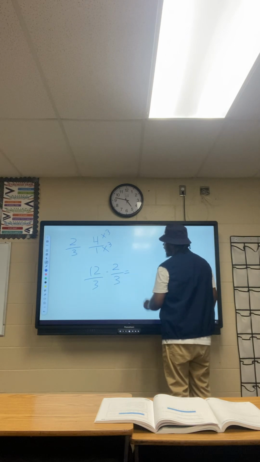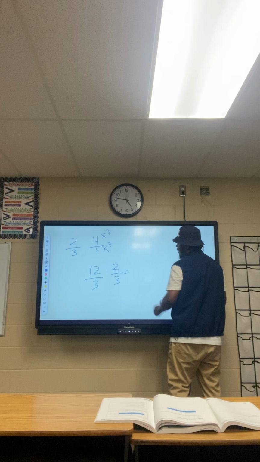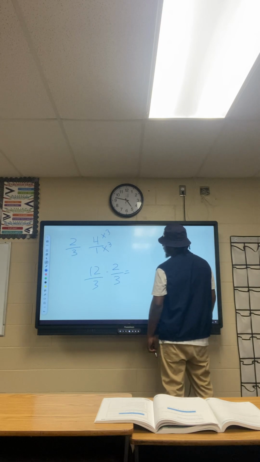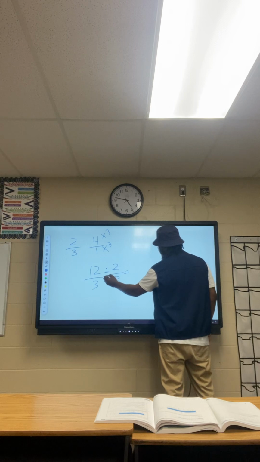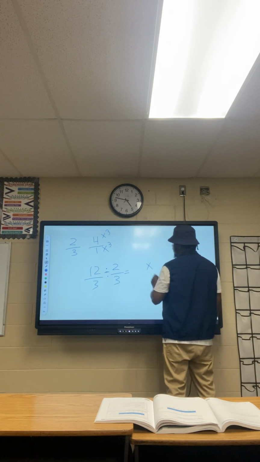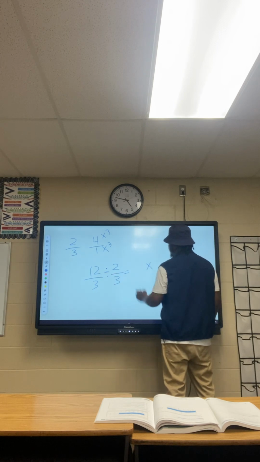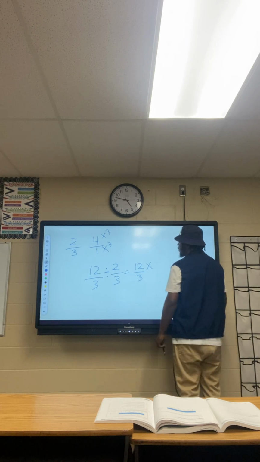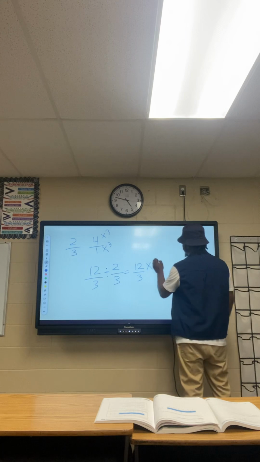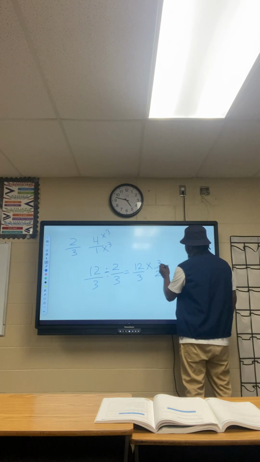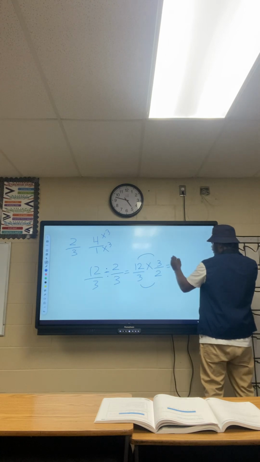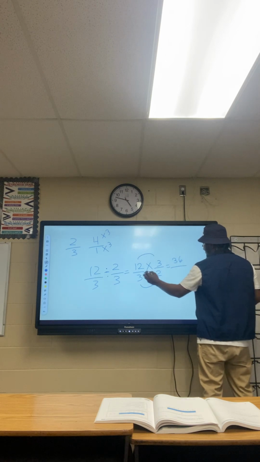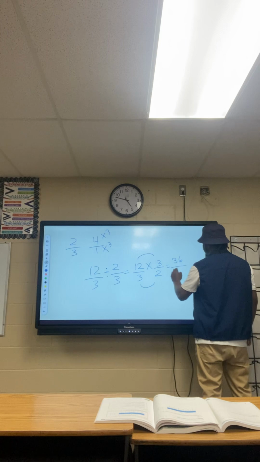So now that we've formulated our division expression, we can go ahead and start to solve. First things first, we need to change our operation from division to multiplication. We're going to keep our first fraction the same, and we're going to take the reciprocal of 2/3, which is 3/2. Now we can multiply across. So we have 12 times 3, which is 36, and we have 3 times 2, which is 6.